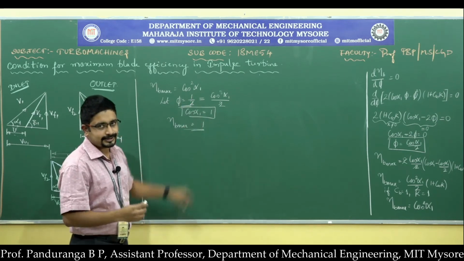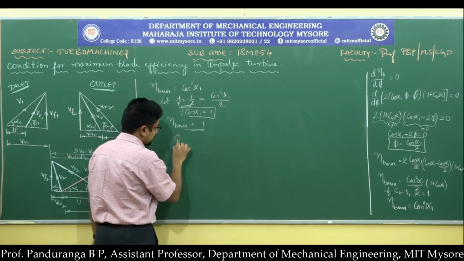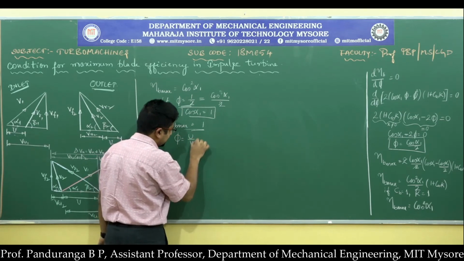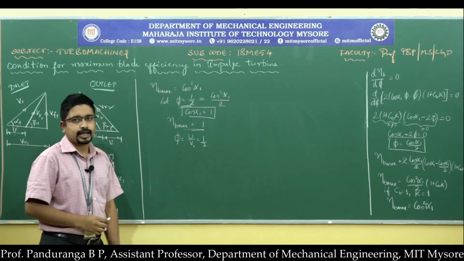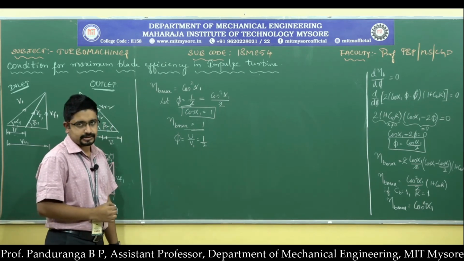So in other terms, if the speed ratio, that is U by V1, is equal to 1 over 2, then we can say that we can achieve maximum blade efficiency.